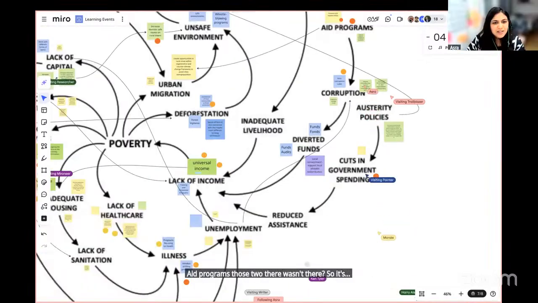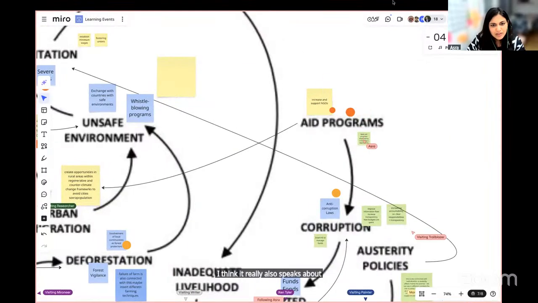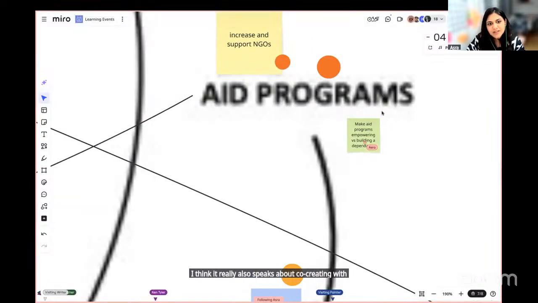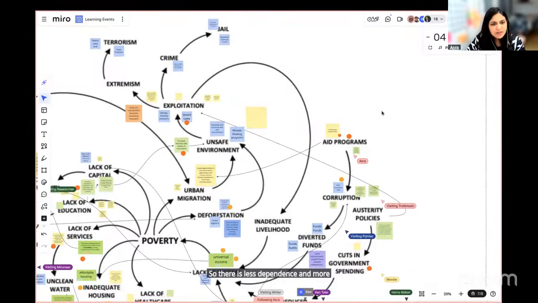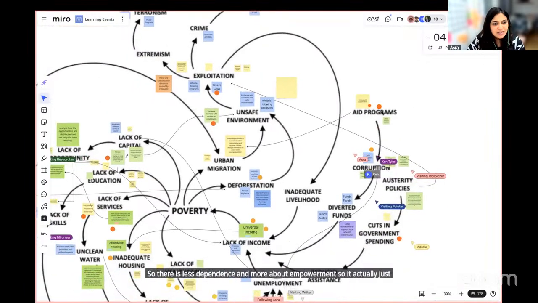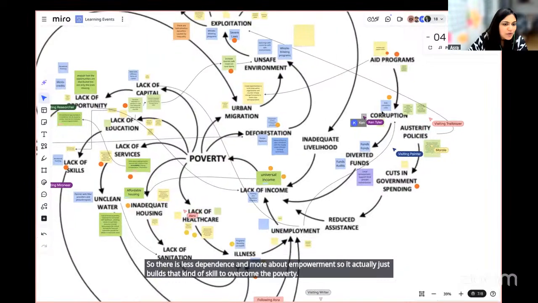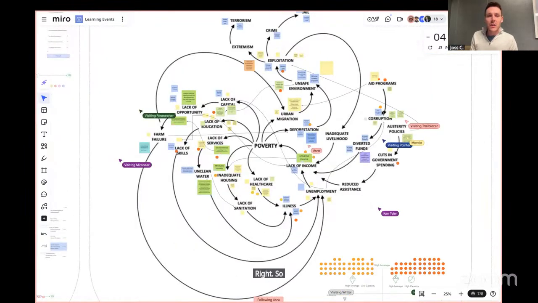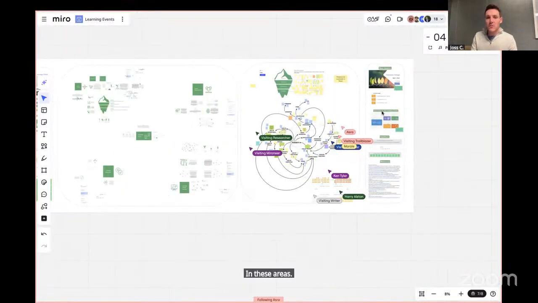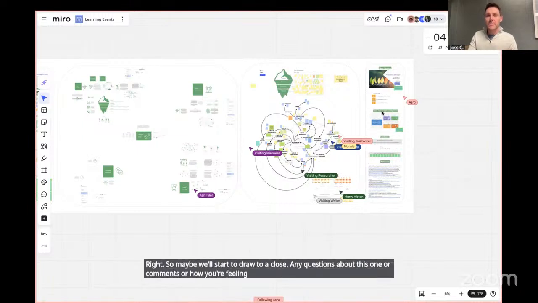I think it really also speaks about co-creating with the people who are affected. So there is less dependence and more about empowerment. So it actually just builds that kind of skill to overcome the poverty in these areas. Great. So maybe we'll start to draw to a close. Any questions about this one, or comments, or how are you feeling about this so far?